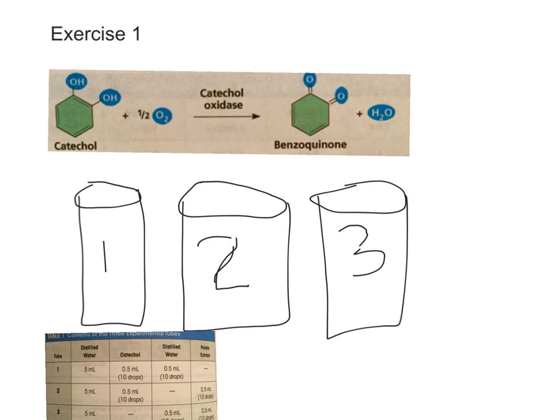Now there's something called positive and negative controls. Let's think about that. A positive control is a control that gives you a positive result, a result that you know what it's supposed to look like. And a negative control is going to give you a negative result, a result that you know what a negative result is supposed to look like. And then we have our experimental, where you're not too sure what's going to happen.